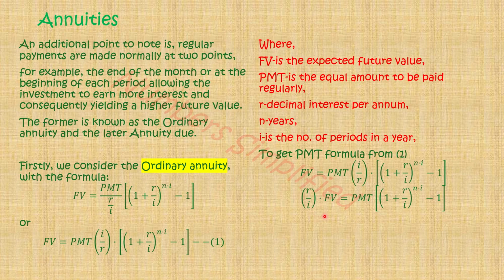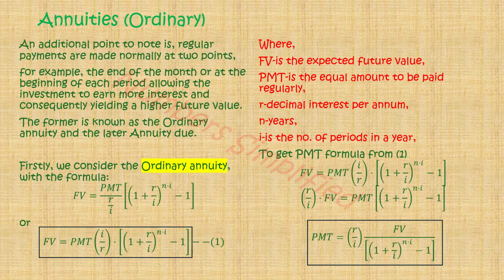That's the first part. Now the next thing is to detach the square brackets or pair of parentheses that we have multiplying PMT. So we can actually divide throughout by that whole chunk which is in the square parentheses. So doing so, whatever we do on the right hand side, we also have to do on the left hand side. That's how equations are solved. So if we do that, we are going to end up having PMT being equal to R over I times the future value over 1 plus R divided by I raised to the power nI minus 1.